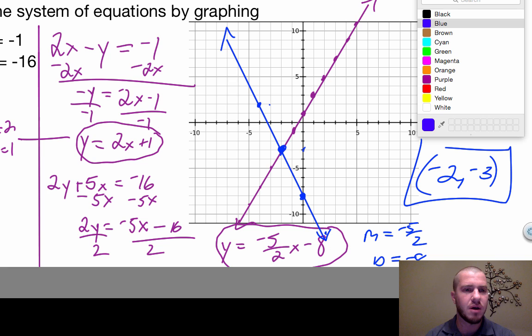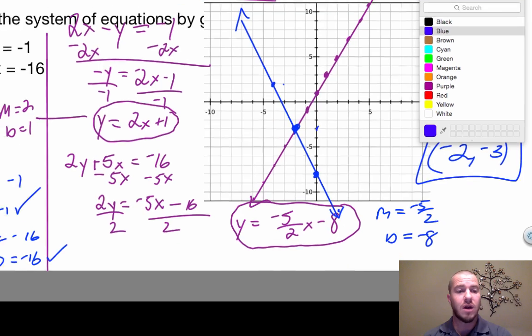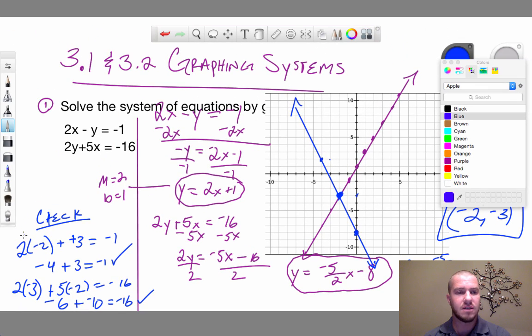Now to check it, you can plug them in and it should work for both of them. So I'll do that over here. As you can see, when I plug them back in, this is the first one. It comes out to negative 4 plus 3, which is equal to negative 1. And this next one, negative 6 plus negative 10, which is equal to negative 16. So it makes both true. You can always check the solution by plugging them back in.